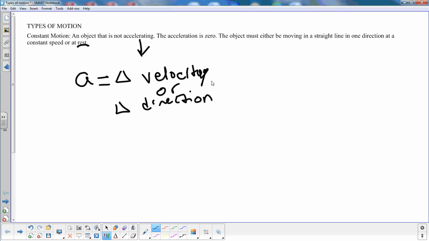Now velocity is actually sort of its own little enigma. Velocity for you probably just means speed. And in physics land, that's part of the definition. Velocity is speed, but in order for it to have velocity, it is speed in a certain direction.